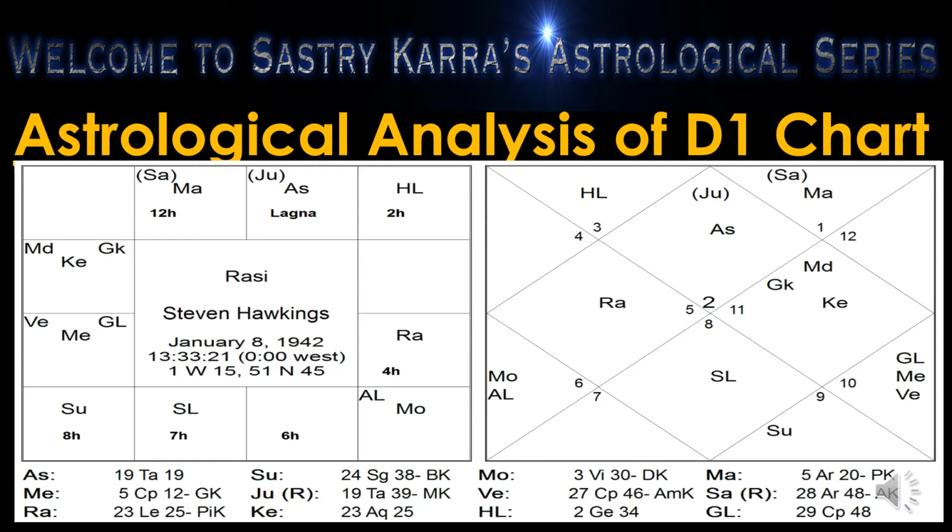This will tell you that this particular native will have quite a number of death-related situations, and you can ask, when does this really happen? It happens when you look every time in the transit analysis, and that's the place where you can see whenever the malefic Saturn enters what is this house called?